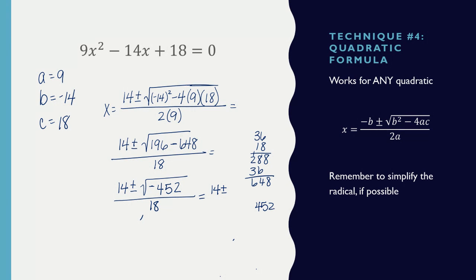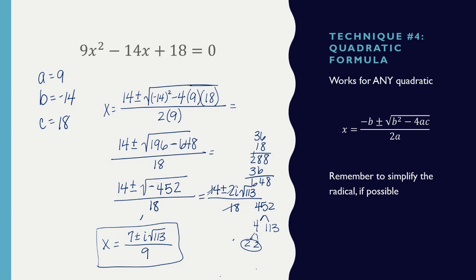I'm going to make a quick factor tree here. I'm looking for factors of 452 that are in pairs. So I'm guessing I can divide this by 4, which is 113. 4 is 2 and 2. 113 doesn't really break down, but I have a pair here of 2s. So that's going to come out front with i. And now I can see that I can divide all of these by 2. So I'm going to do that. And I get 7 plus or minus i square root of 113 all over 9. That is my final answer.